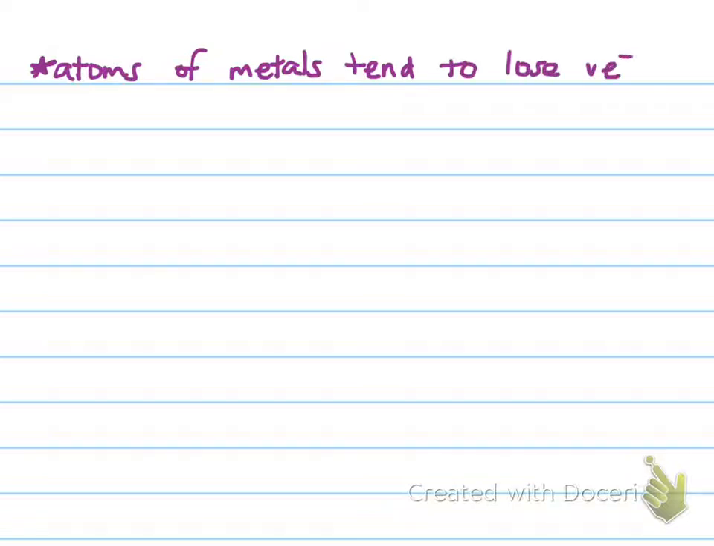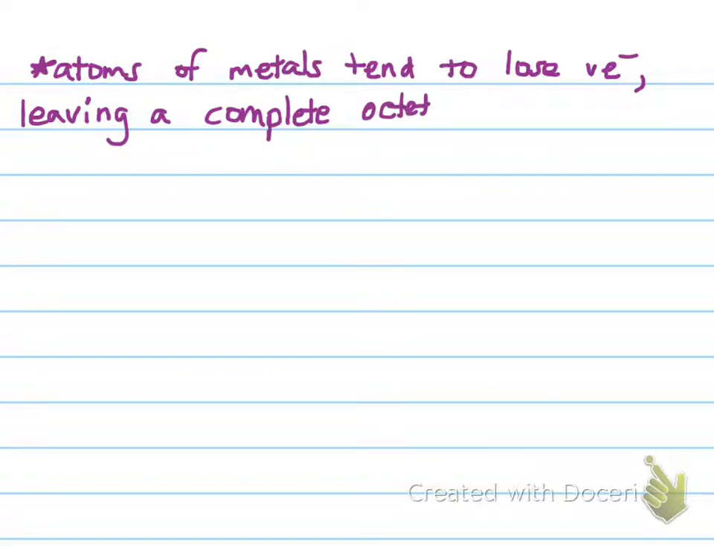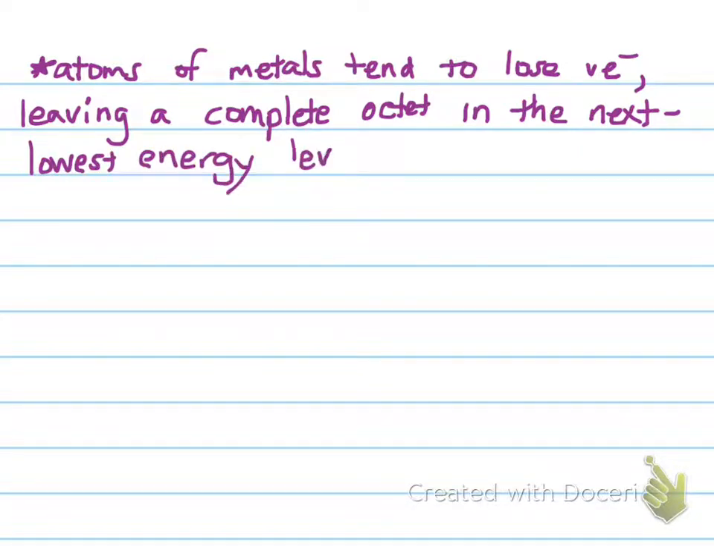We know that the atoms of the metals tend to lose valence electrons, leaving a complete octet in the next lowest energy level. So we're talking about here forming cations.